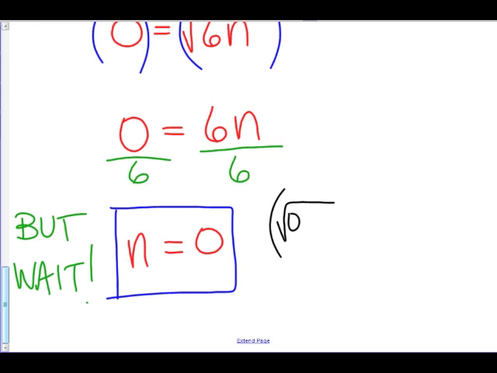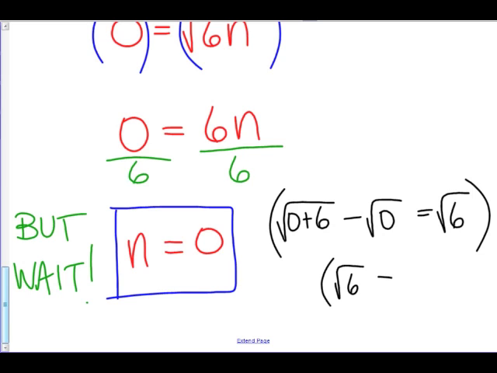So we have root n plus 6, that's 0 plus 6, minus the square root of n, that's 0, is equal to root 6. Well, 0 plus 6 is 6, square root of 0 is 0, and we're left with root 6 is equal to root 6. This is true, which means that n equals 0 is our solution.